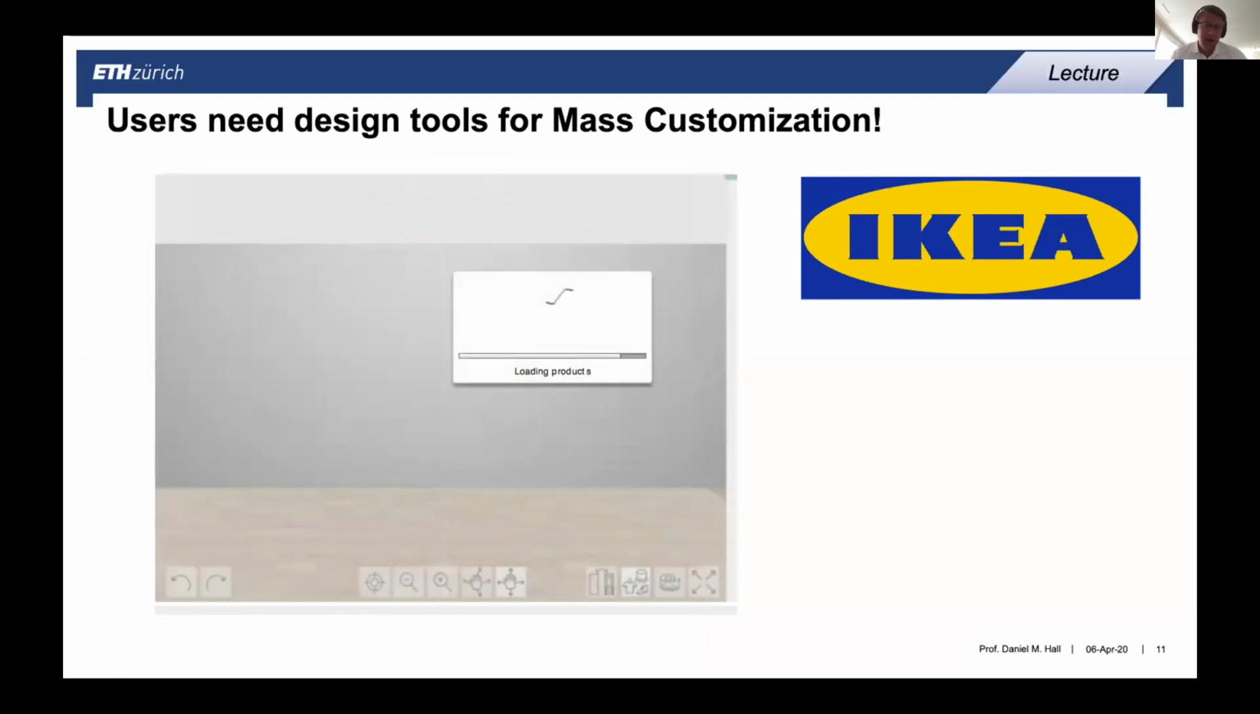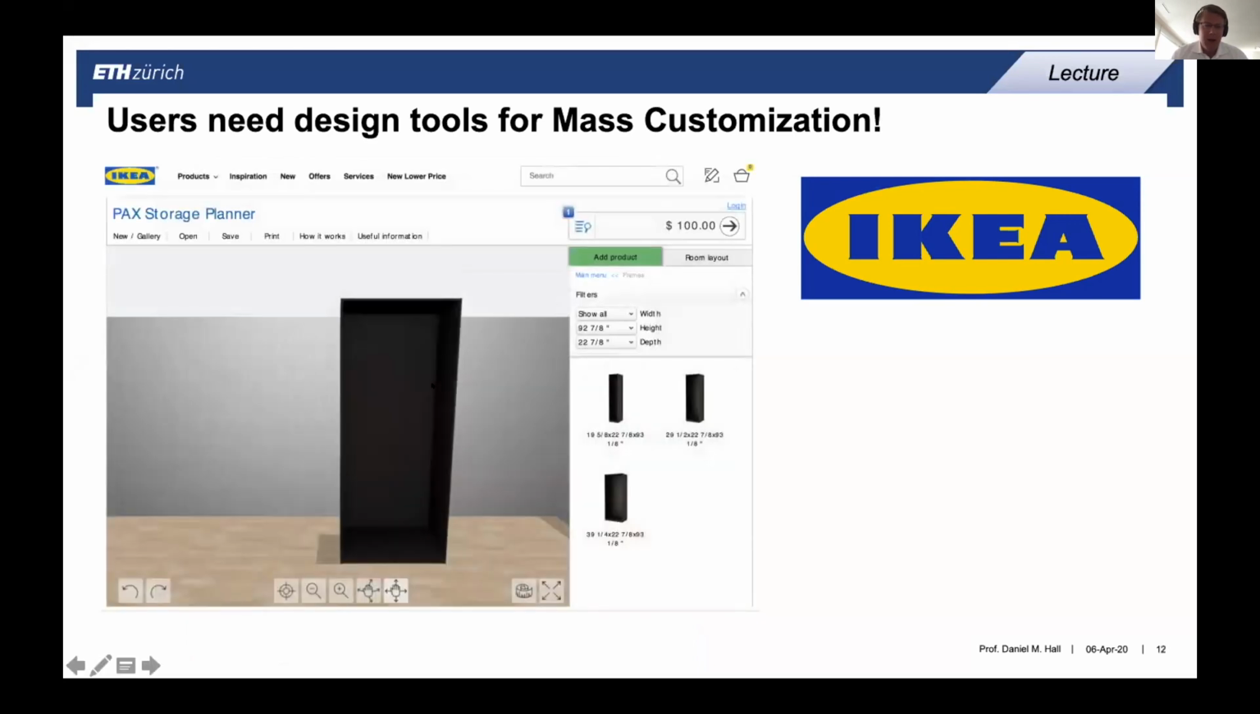You could either do this online right now, or you can go in the store. They have these tools, these computer stations that you can work with. So I went there, I loaded up the space, and then here we have this wardrobe planner. You have a visualization of the space. You can see what the wardrobe looks like. You have the different sizes and dimensions, and then you start picking out the pieces that you like.